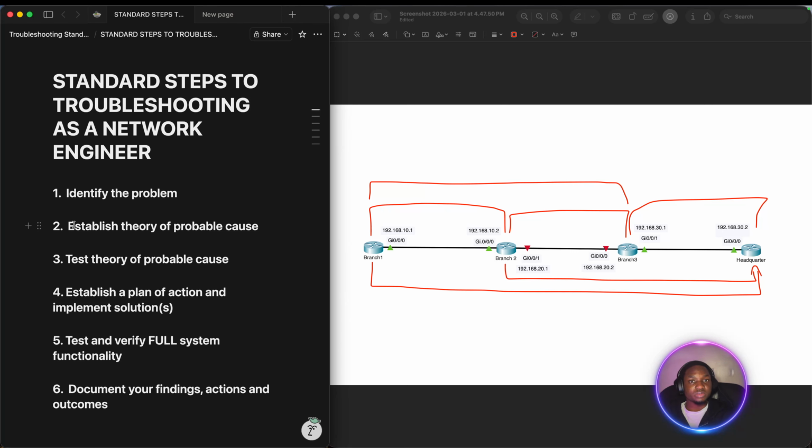And yeah, so these are the standard steps to troubleshooting as a network engineer. You want to be able to identify the problem, you want to be able to establish a theory of probable cause, you want to be able to test the theory, you want to establish a plan of action, you want to implement solutions, right? You want to test and verify full system functionality, and lastly, you want to document your findings, actions, and outcomes. Yeah, that's it.